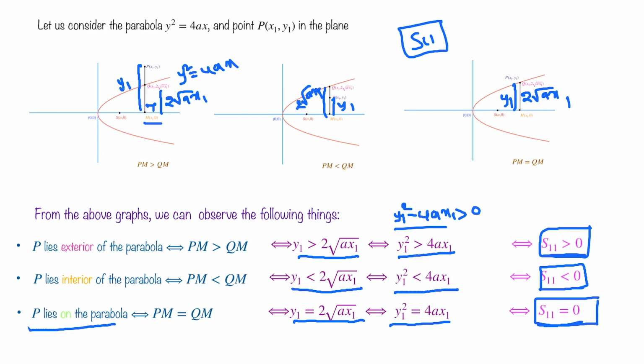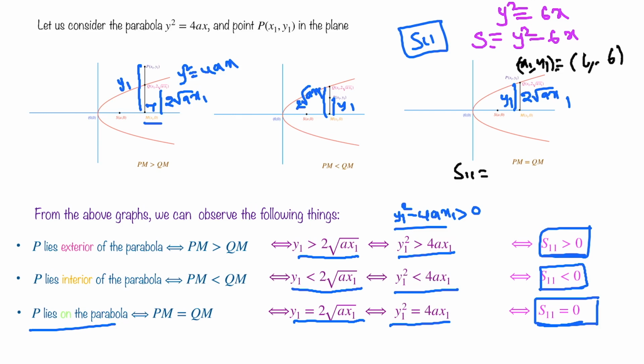Let us take the parabola y squared equals 6x. That means here S is y squared minus 6x. Look at the point (6, -6); this is our point (x1, y1). So what will S11 be? S11 will be (-6) squared minus 6 times 6, which is 0. So the point (6, -6) is on the parabola y squared equals 6x.